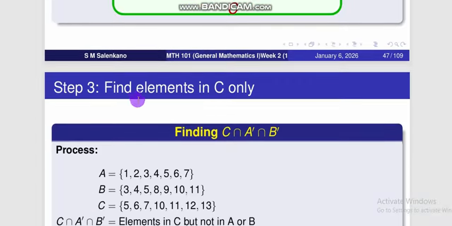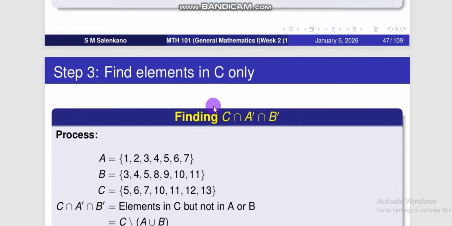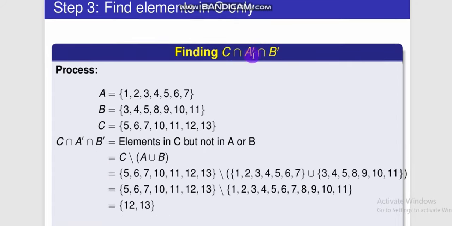Okay, moving on, we find elements in C only. So as usual, we are going to find the union of A and B, and then subtract that from C. So A equals this, B, we are given all these three. So we want to find C intersection A prime intersection B prime, meaning we want to find elements in C but not in A or B. So this means we are going to unite the elements in A and B and subtract that from C. So it will be C set minus A union B, right?